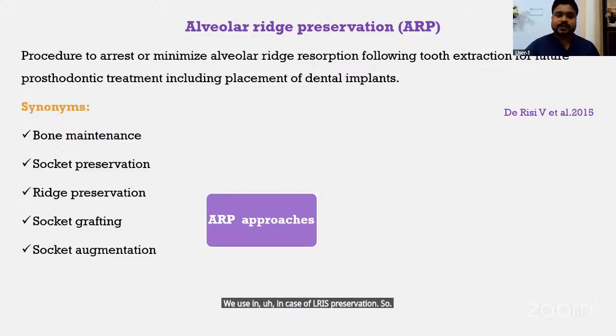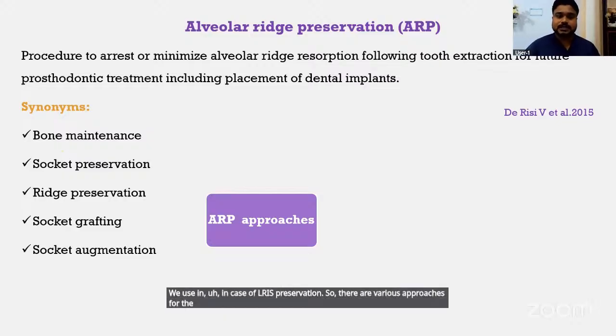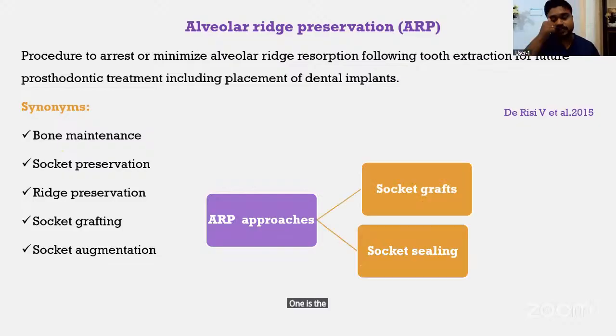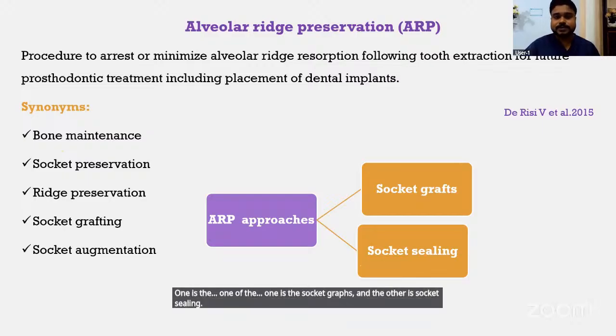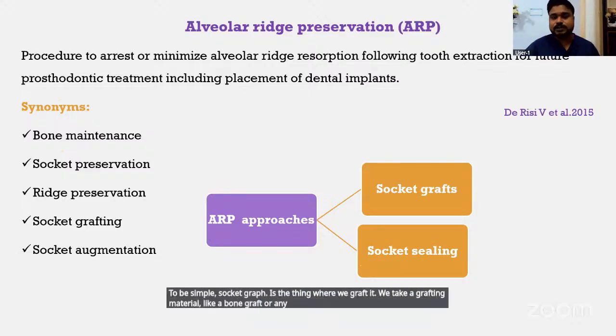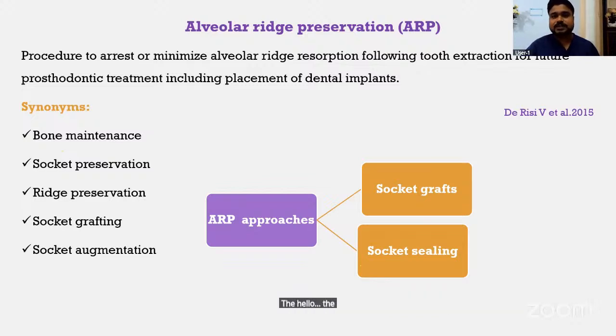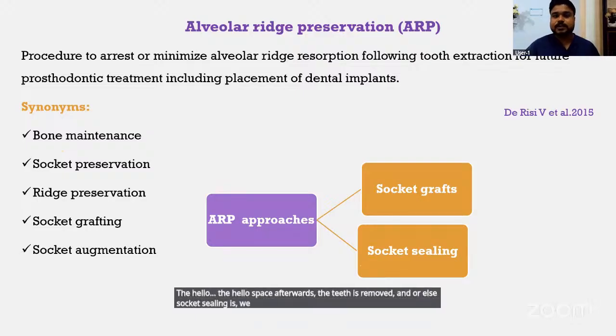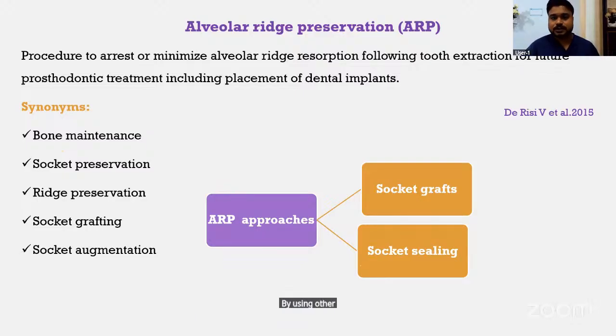So there are various approaches for alveolar ridge preservation. Let's look into it. One is socket grafts and the other is socket sealing. To be simple, socket graft is where we take a grafting material like a bone graft or any collagen material and graft the hollow space once the tooth is removed. Socket sealing is where we just seal it using other materials like blood concentrates. We'll be seeing them in detail.